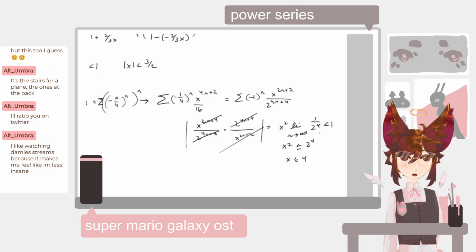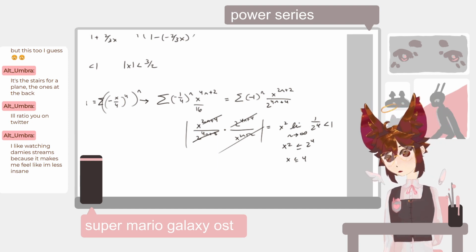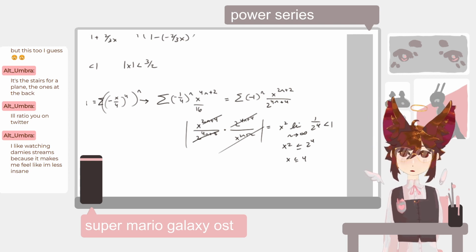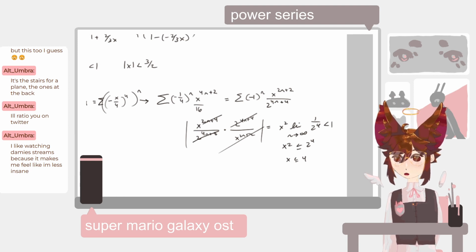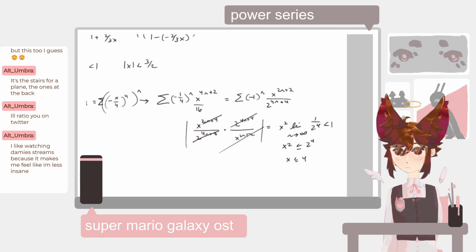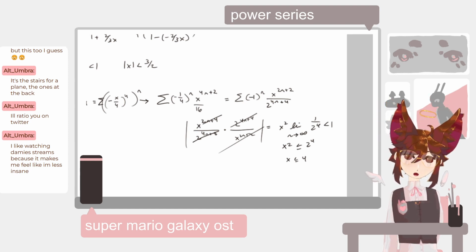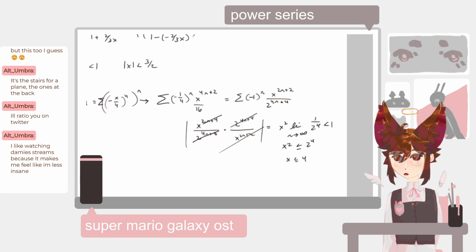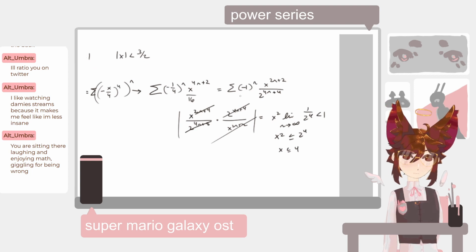I like watching Damie streams because it makes me feel like I'm less insane. Yeah, it's okay. I can go insane enough for the both of us. And, you know, sequences are subtle little creatures, is what I've learned. They are beautiful, but they're kind of like deer in a way. If you get too close to one, you're gonna frighten it away. So you have to be really gentle with it and very calm.